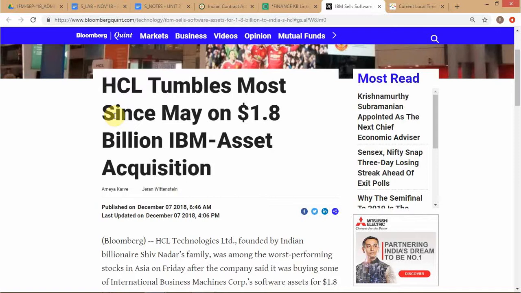The point of today's news item is that you should be able to use your finance theory knowledge to understand business news stories. Today the stock market is selling off, dumping the shares of HCL because they've paid $1.8 billion. What do you think the market believes about the value of the software assets they've bought? Valuation of software assets is no different from a project valuation.